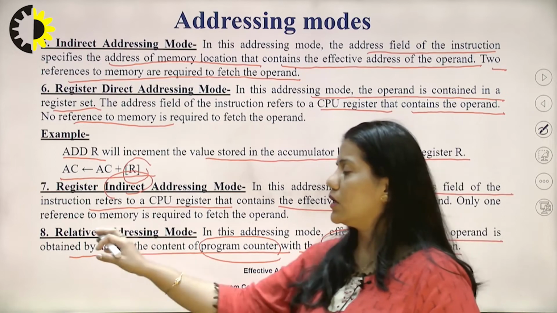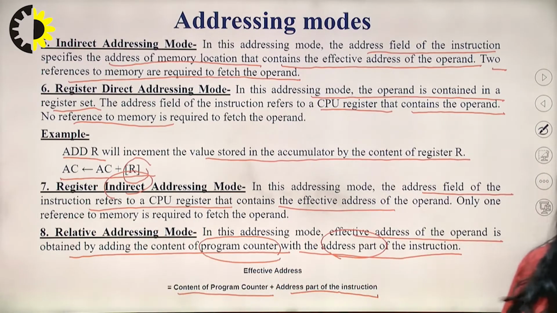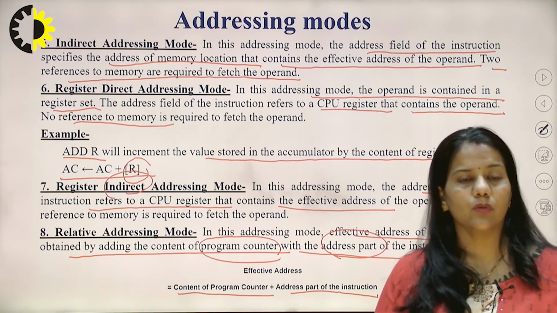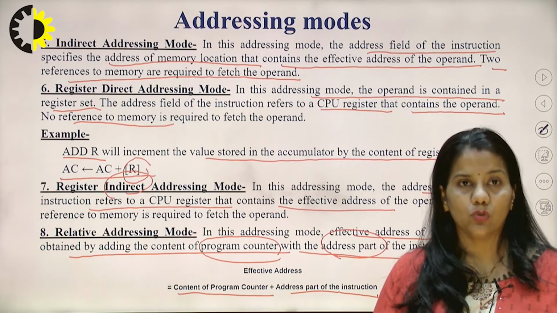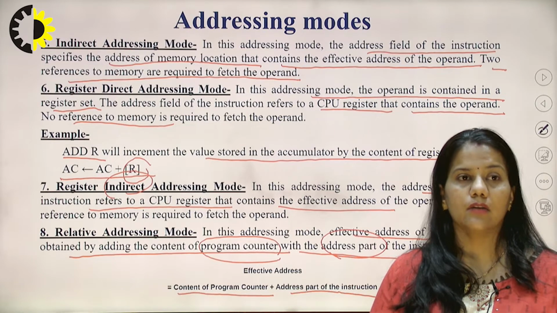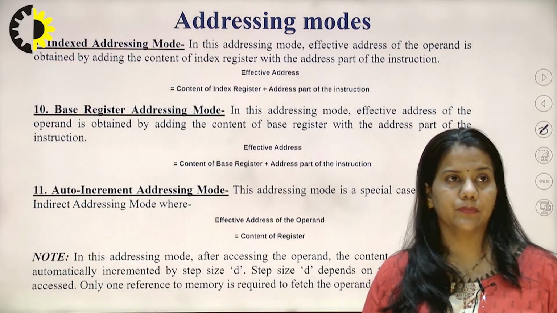So, this addressing mode is known as the relative addressing mode, in which one of the operands is the program counter contents and another one is the address. The addition of these two things that are given in the instruction will be treated as the effective address. So, this is known as the relative addressing mode.